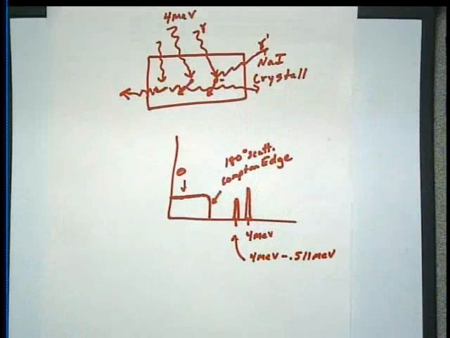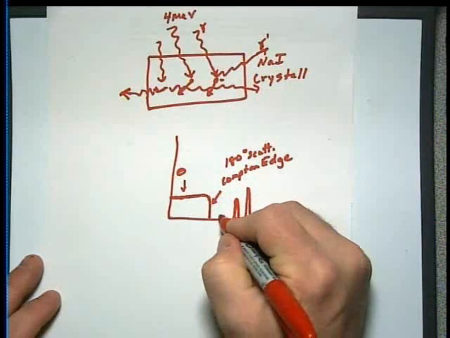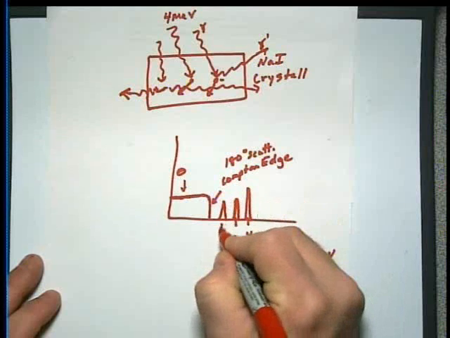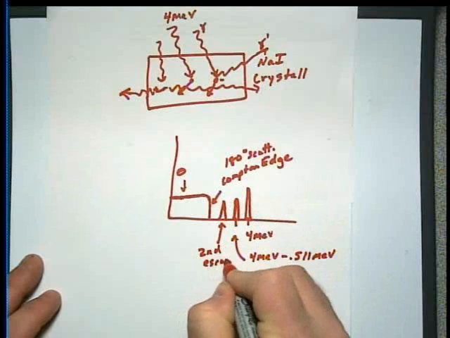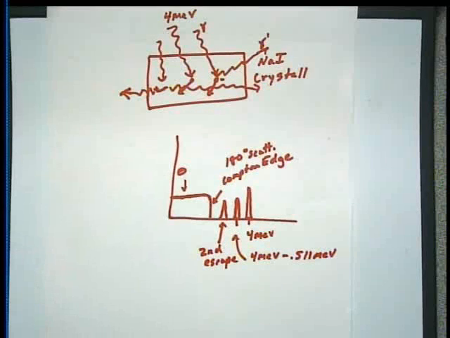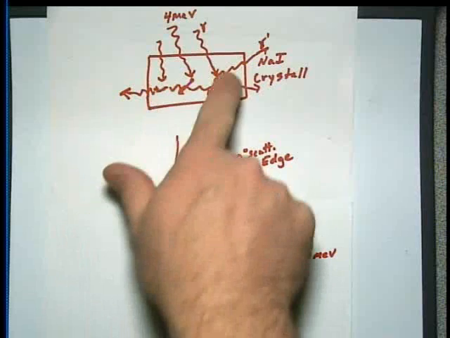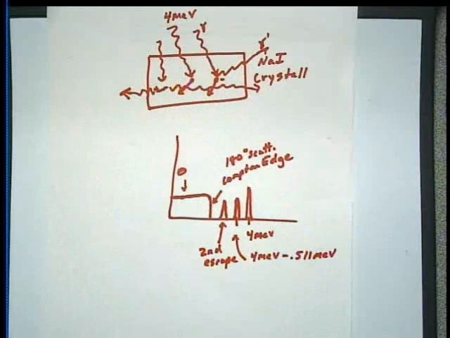If that happens, you're going to lose 2 times 511, and you get another peak, called the second escape. This all came from a spectra that really only had one energy of gamma. These artifacts are due to these interactions and the fact that what you detect is the energy deposited in the crystal, and not necessarily all the energy.